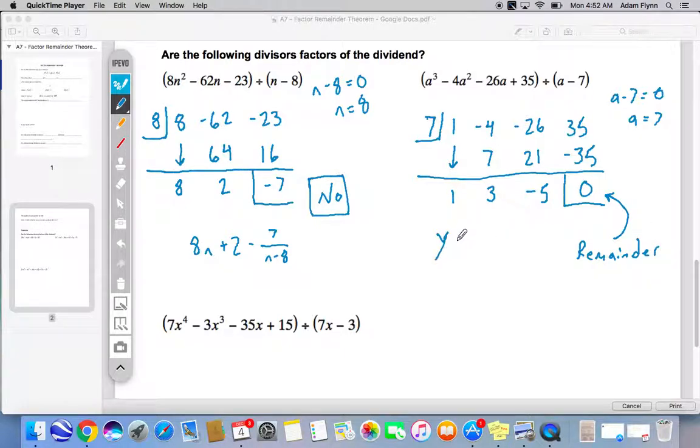So yes, a minus 7 is a factor of a cubed minus 4a squared minus 26a plus 35. Pause the video if you need more time.